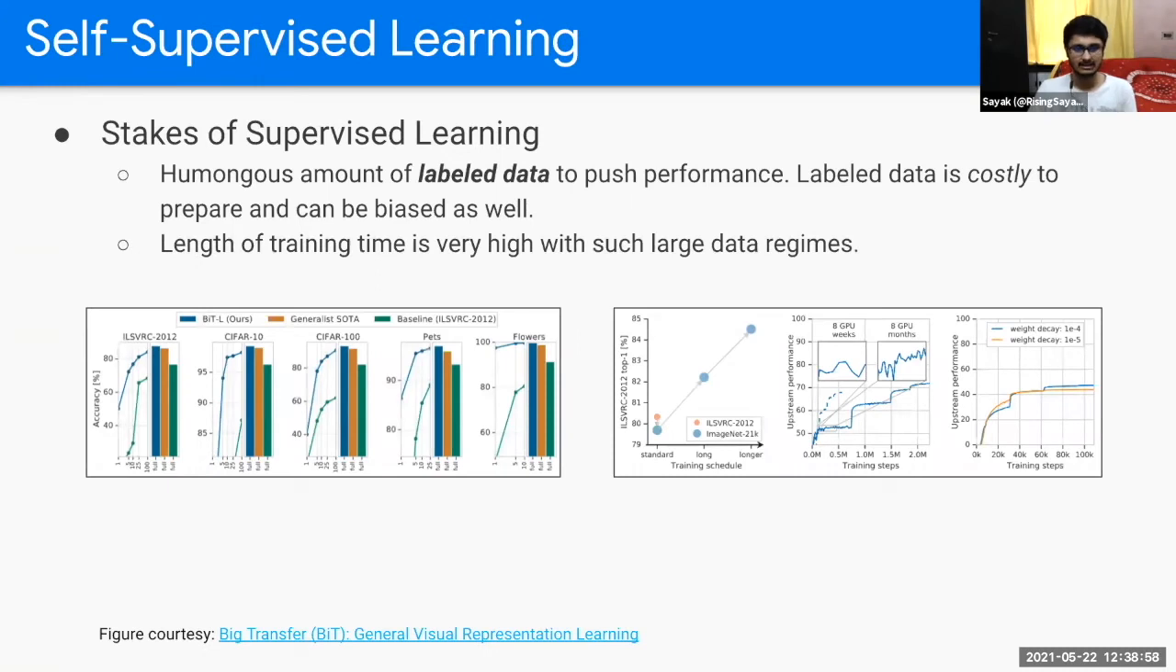And the length of training time is very high when you have very large data regimes. And in the figures, we are able to see the kind of training schedules it takes to train a model on datasets like ImageNet 21K or JFT 300, which has got 300 million images, not like 1 million, 300 million images, right? So you get the idea.